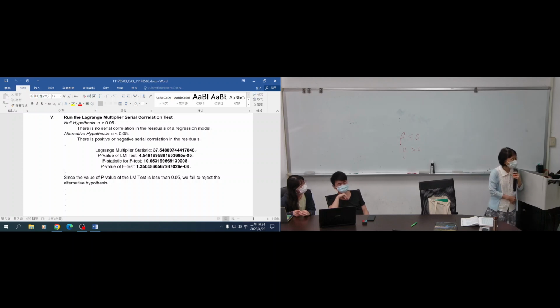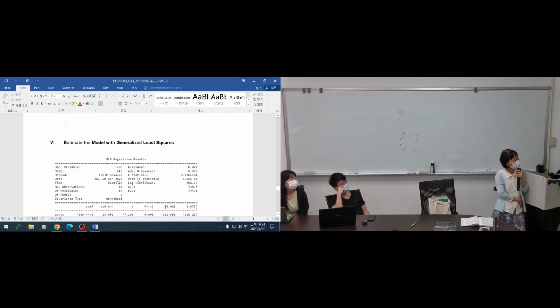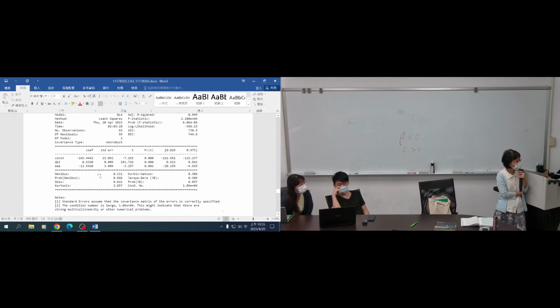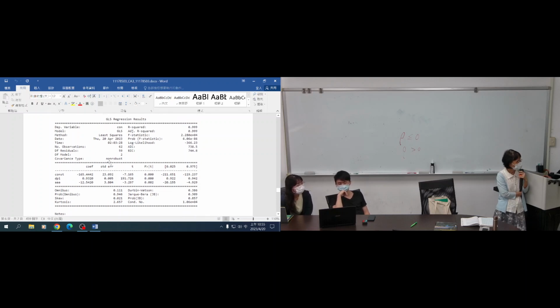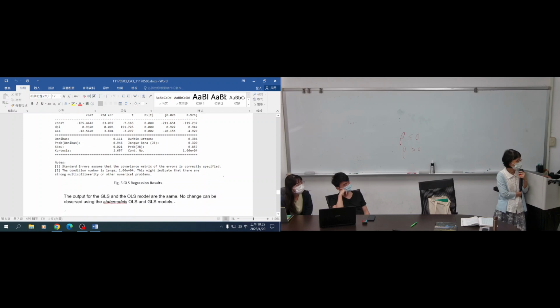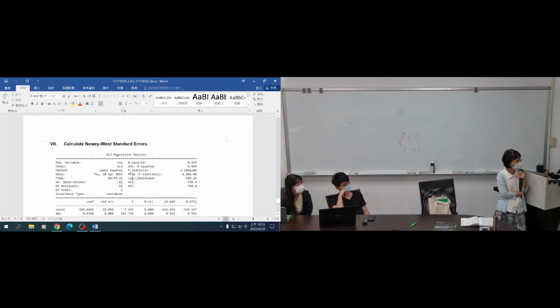Well, so I don't know. Then how about the F? It's different. So I think this is wrong. Okay, Professor. Then, for the GLS, I had the same results as the OLS. Oh, that's wrong. And I also tried other methods for doing the GLS, but still the same results.